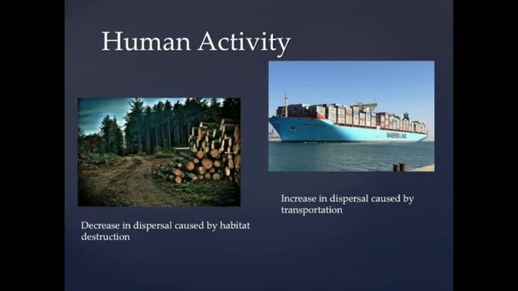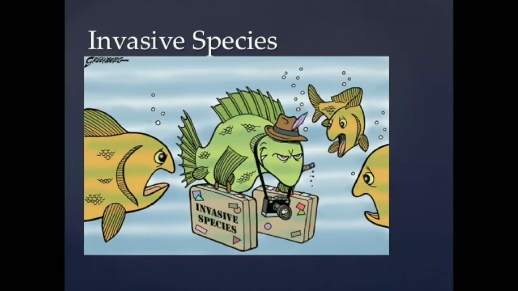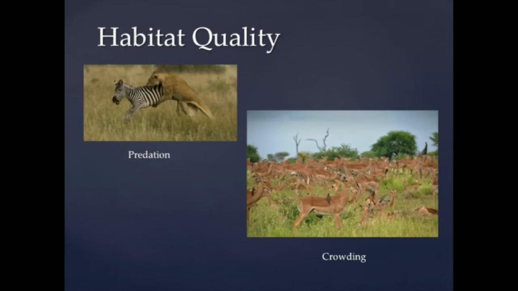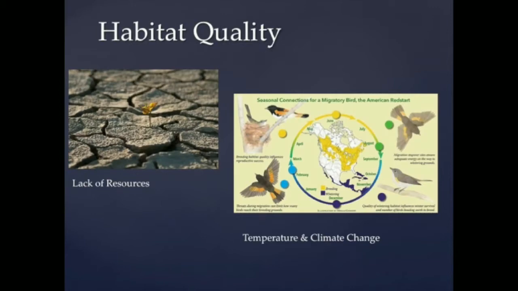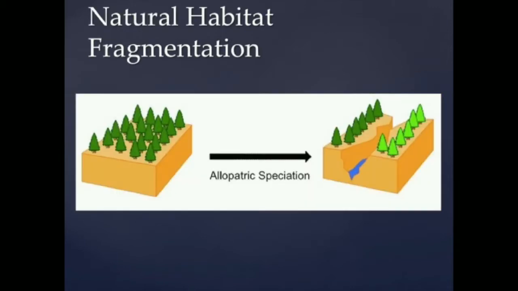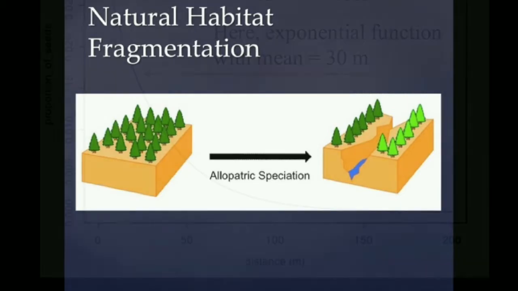It can limit dispersal by habitat fragmentation, while it can be increased by transportation. Increased dispersal by humans may introduce invasive species to a new area, which can eventually have a negative effect on its native wildlife. Factors that influence habitat quality, like predation rate, crowding, amount of resources, and climate change, also greatly influence animal dispersal. Natural habitat fragmentation, caused by mountains or rivers, for example, can also lead to speciation, since there is less dispersal and, as a result, less gene flow.